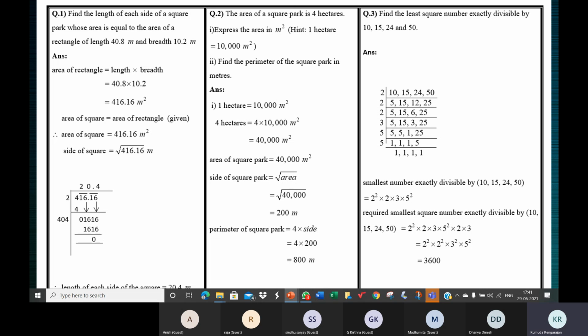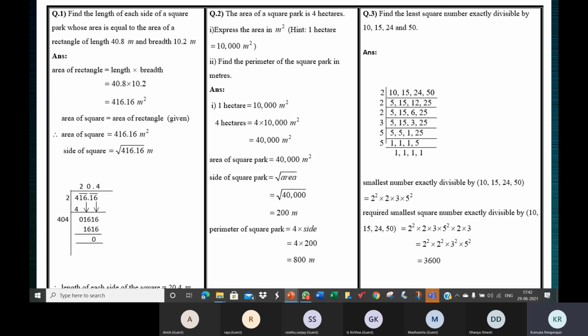Now this question has one more word. Find the least, not least number, least square number. Oh, so there we are stuck. 12 is the least number. It's the smallest number that's exactly divisible by 2, 3, 4, and 6. But is that the smallest square number? No, it's not a square number because 12 is not a square number. So how do we find the smallest square number?